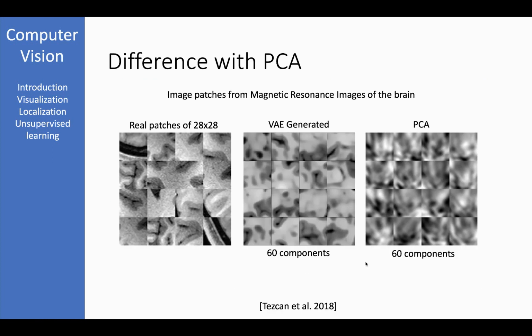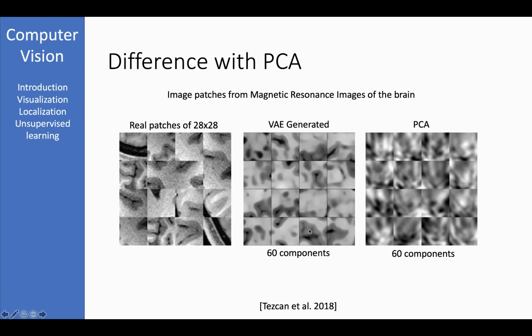So how does integrating this nonlinear capability actually help? Here are some results of the generated image patches. On the left-hand side, you see some image patches that are taken from real images, 28 by 28 image patches. On the right-hand side, you see probabilistic principal component analysis and the image patches that are generated, or sampled, from this model.